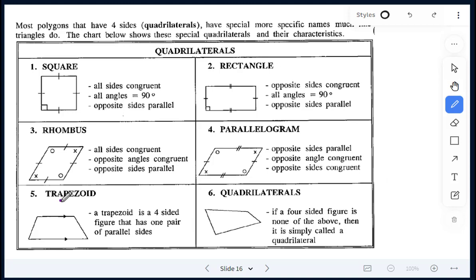Here we have a trapezoid. It's a 4-sided figure. It just has 1 pair of parallel sides. So these 2 bases are parallel. And then if a figure doesn't fit into any of the categories above, then it's just called a quadrilateral. So this figure here doesn't fit into any of the specific names we just talked about. So we would just call it a quadrilateral because it is still 4-sided.